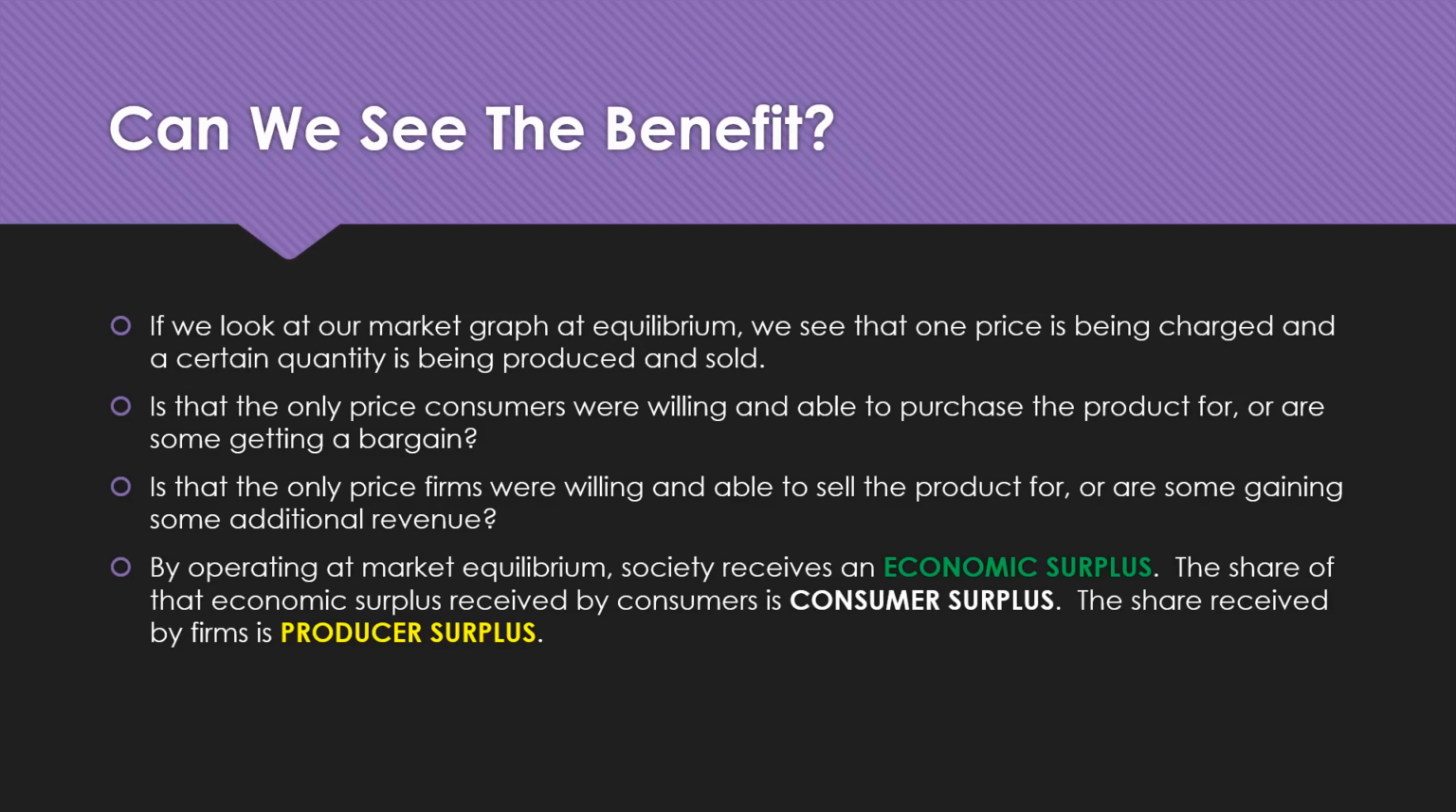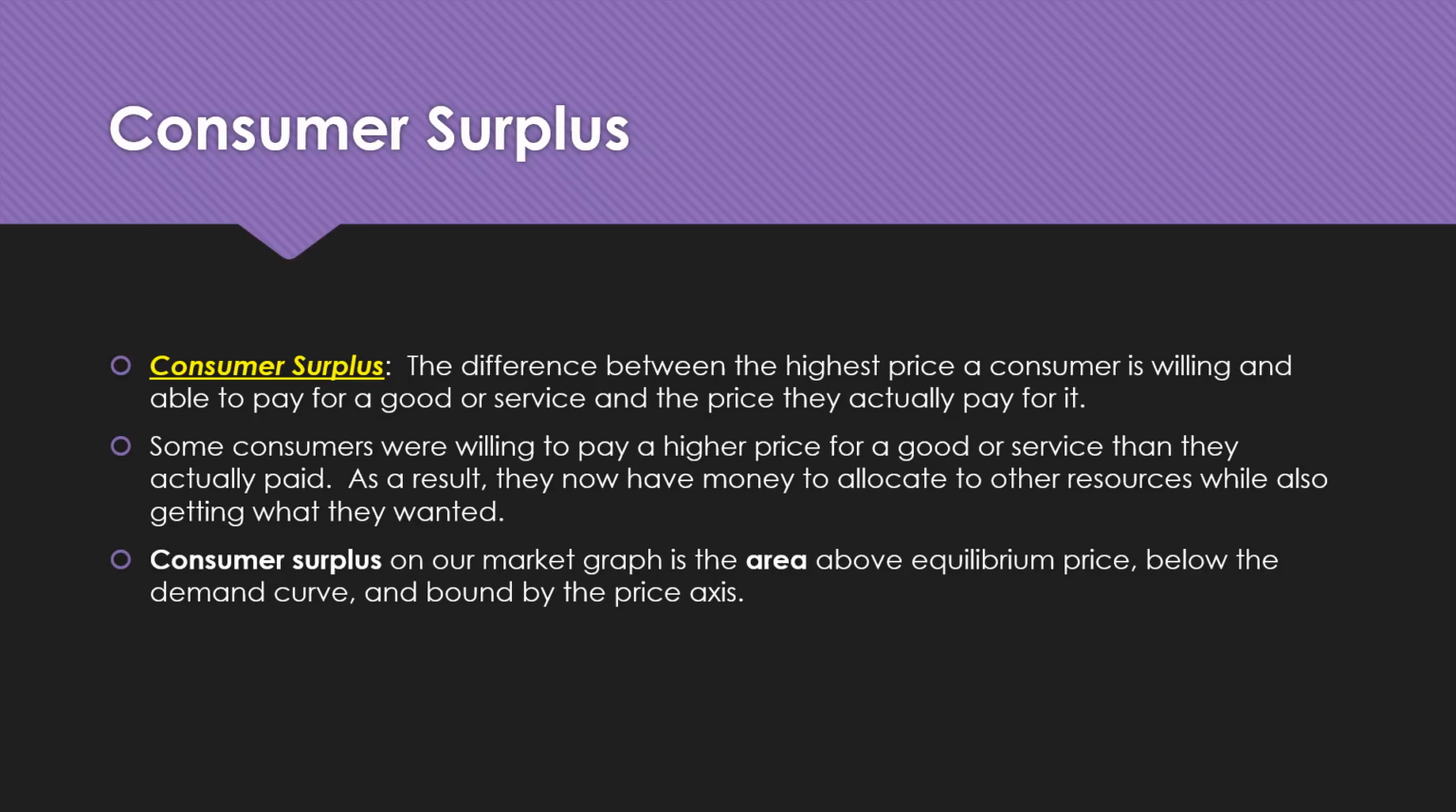And so what we will show is that at that market equilibrium point, that allocatively efficient solution, economic surplus is actually maximized. That shows why we would produce at that point. So we'll break economic surplus into two categories: consumer surplus and producer surplus. And we'll start by talking about consumer surplus.